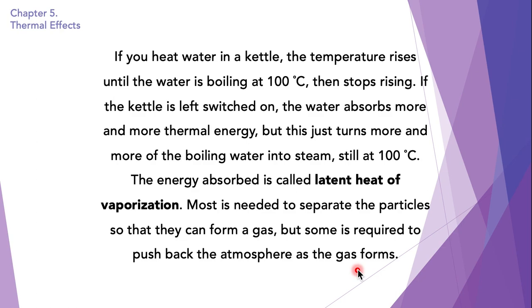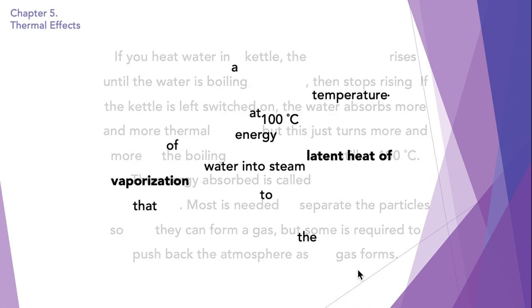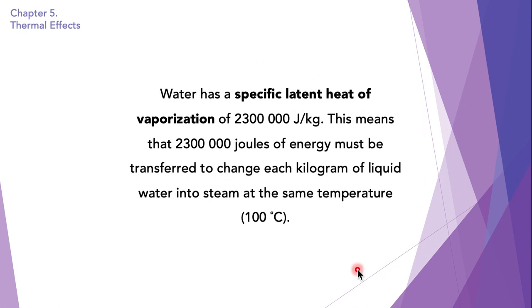Before, we understood about latent heat of fusion, which was when a solid turns into a liquid. Water has a specific latent heat of vaporization of 2,300,000 joules per kilogram. This means that 2,300,000 joules of energy must be transferred to change each kilogram of liquid water into steam at the same temperature, which is 100 degrees centigrade.